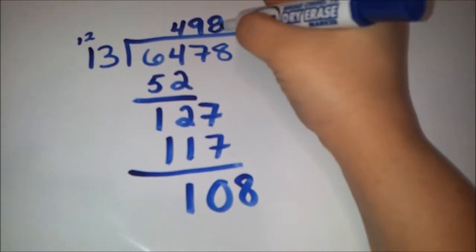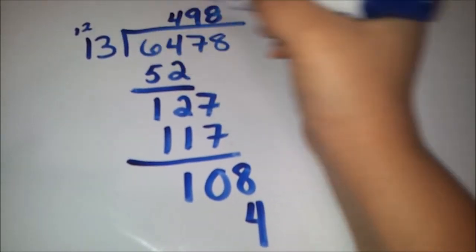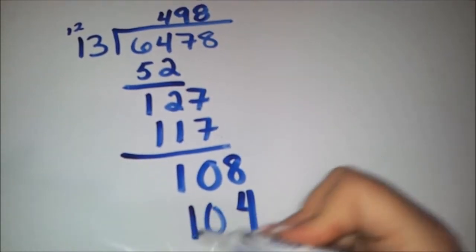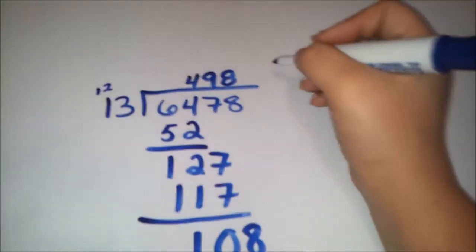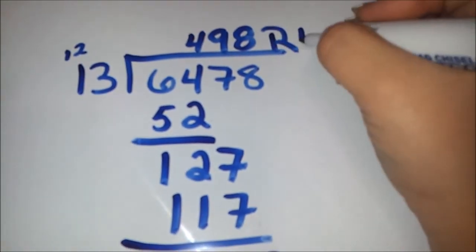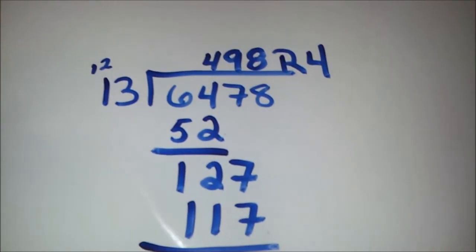And this time, we're going to go ahead and use 8. 8 times 3 is 24. Carry your 2. 8 times 1 plus 2 is 10. Our remainder is 4. That's smaller than 13. Go ahead and circle that. And up here, go ahead and write it in. Remainder 4. 498, remainder 4.